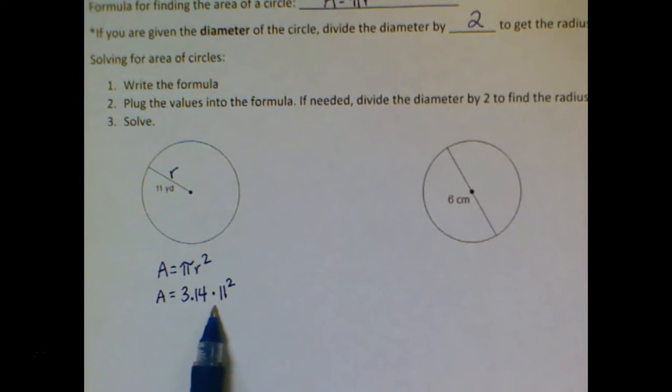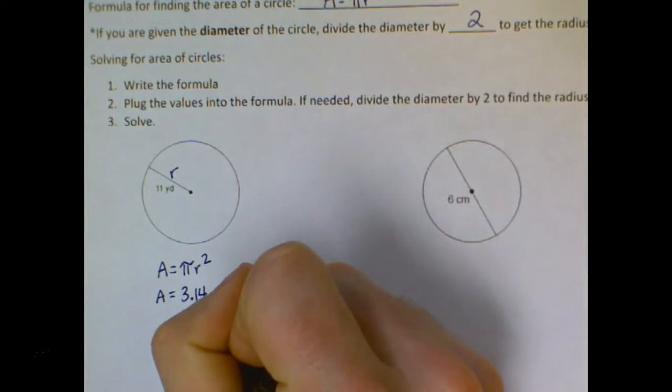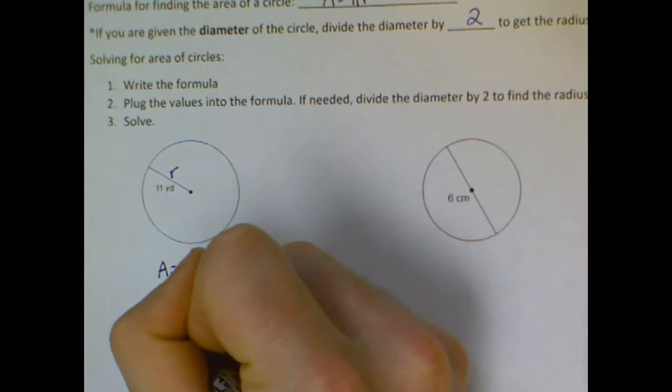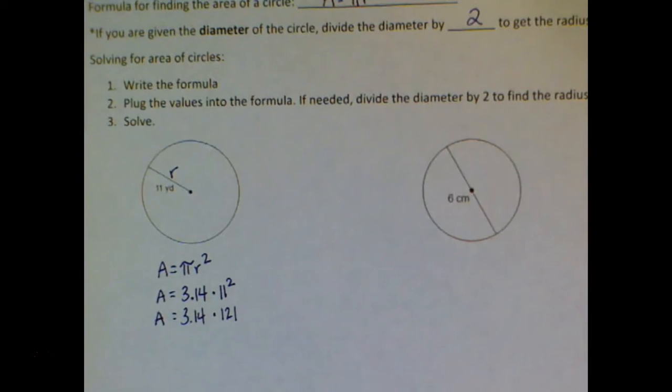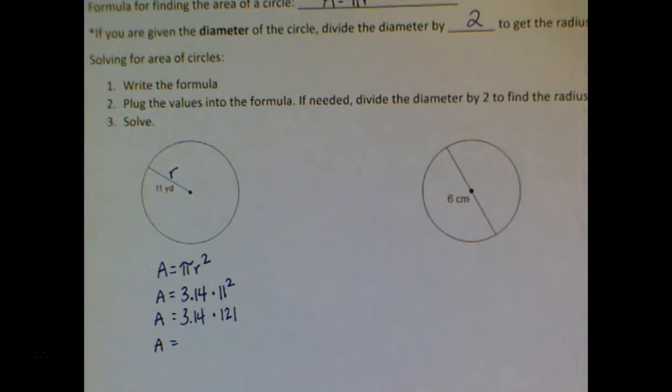Before I can multiply these 2 things together, I need to do the exponent of 2, because this is not 11. This is whatever 11 squared is. 11 squared, 11 times 11 is 121. So I have to do order of operations and drop everything else down, because 3.14 times 11 is much different than 3.14 times 121. So it really matters to make sure that you follow order of operations with that, because it will greatly impact your answer.